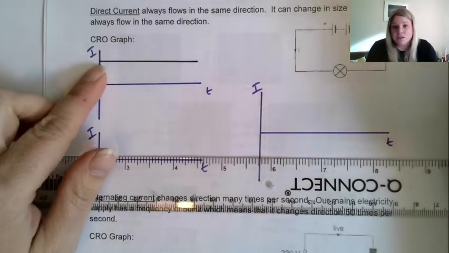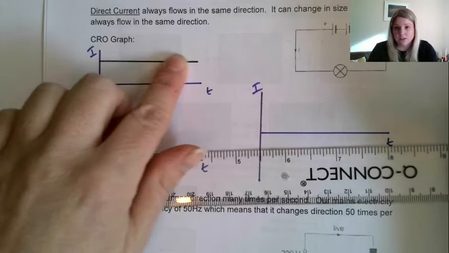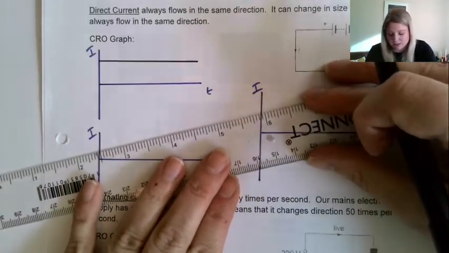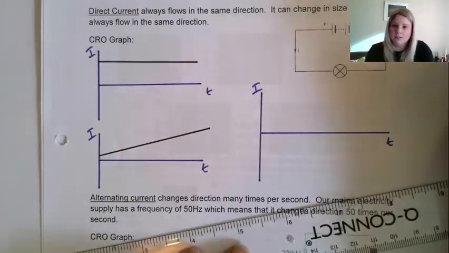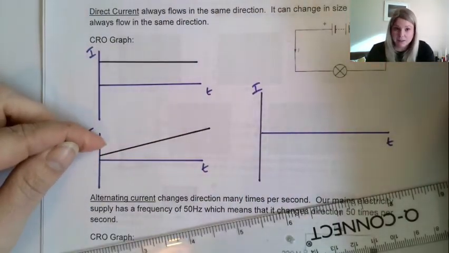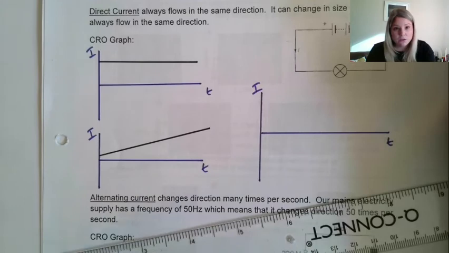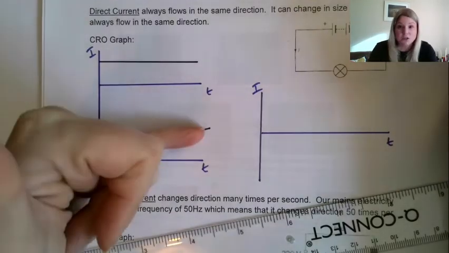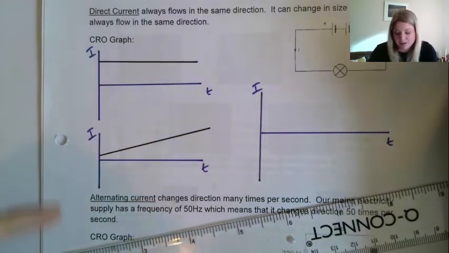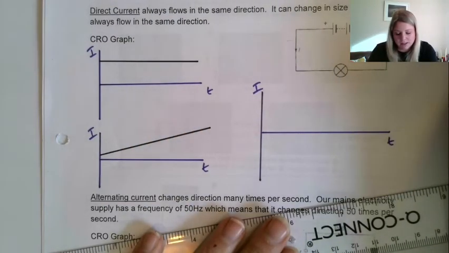Say it's just a constant supply, then as time goes on, the value of the current just stays the same. Say it's increasing over time, doesn't have to be starting from 0, so let's say like that. Then because it's always above the x-axis, then it's always going to be direct current. Even though the magnitude of it is changing, it's still direct current. It's still always in the same direction.